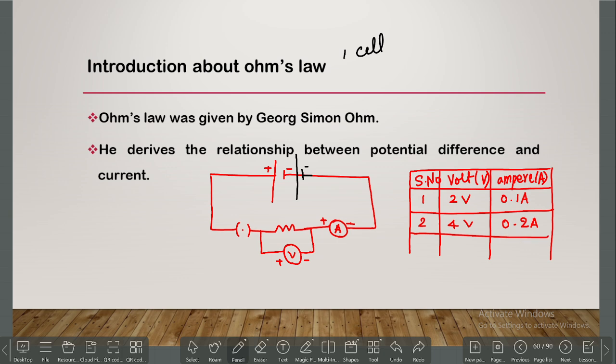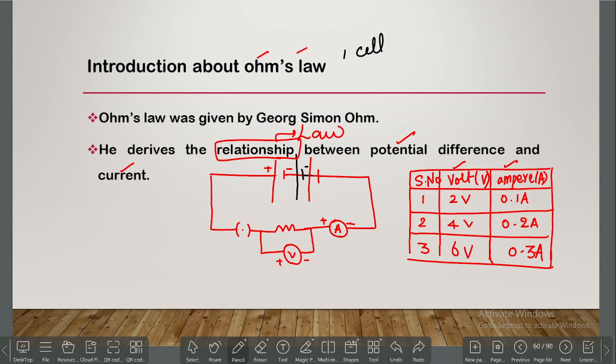Now he is adding the third battery. Again, he is observing the voltmeter reading. He sees that the voltmeter reading got increased. Gradually, the ammeter reading also has increased. So, based upon these observations, he is deriving the relationship between the two quantities, the potential difference and the current, and he gave a law. That law is what we call Ohm's law.